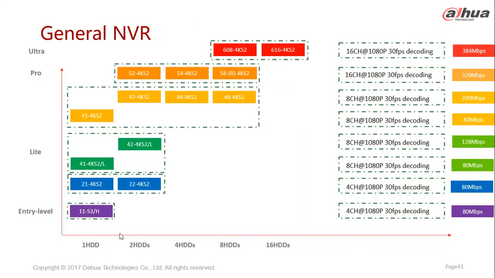For the general NVR family, we have the entry level series supporting up to 8 Mbps. For the light, we have 80 up to 128 Mbps incoming. This is for the incoming. Like if you're doing 4 channels at 1080p at 30 frames per second, it's the maximum of this. 384, you can do a maximum of 16 channels at 2 megapixels at 30 FPS. If you need to do more, you can work around with the number of megapixels and the number of frames per second to utilize the bandwidth and have more devices.